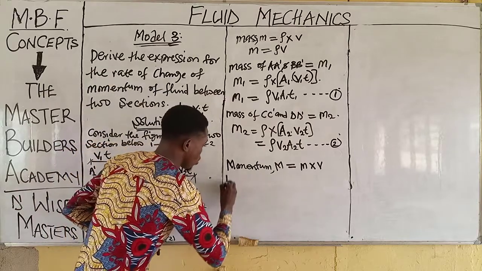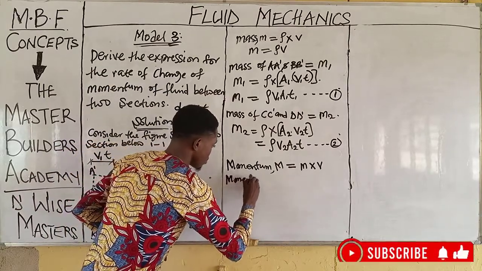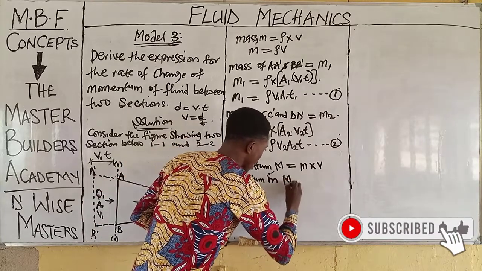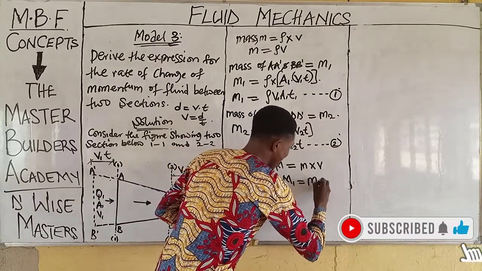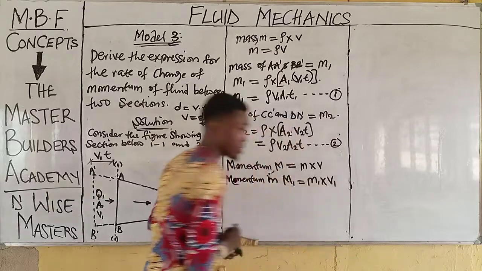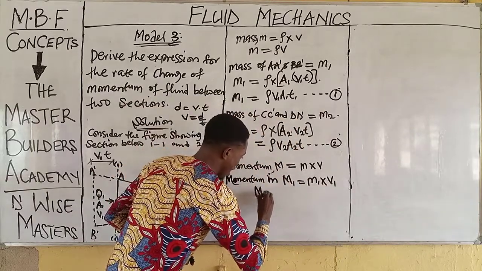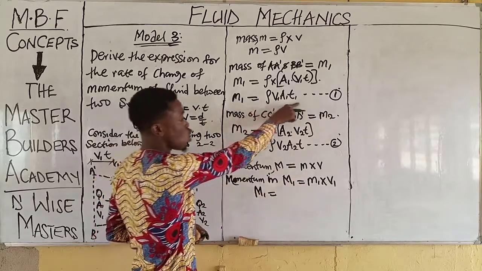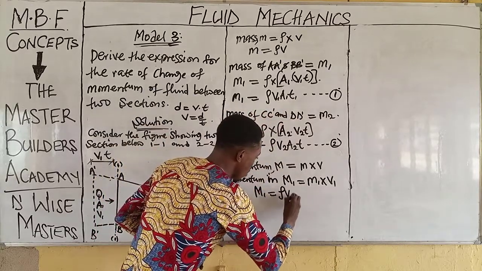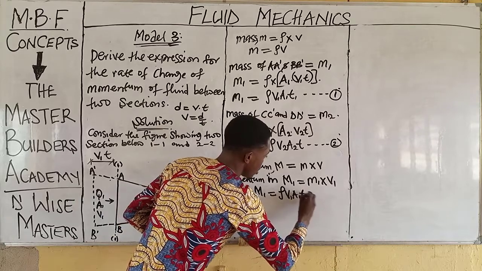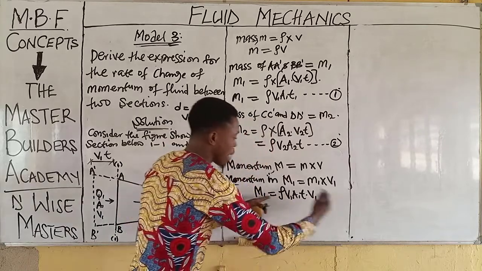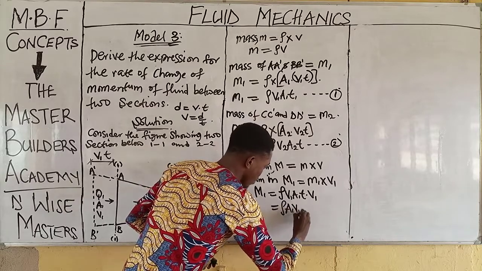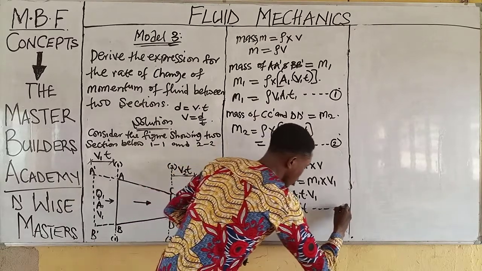Therefore, momentum at section 1, M1, would have been what? Mass 1 multiplied by velocity 1. And then we have M1 is equal to, what is mass 1? Mass 1 is rho V1 A1 T multiplied by V1. So when I multiply this out, I have rho A1 V1 squared T. We will call this equation 3.